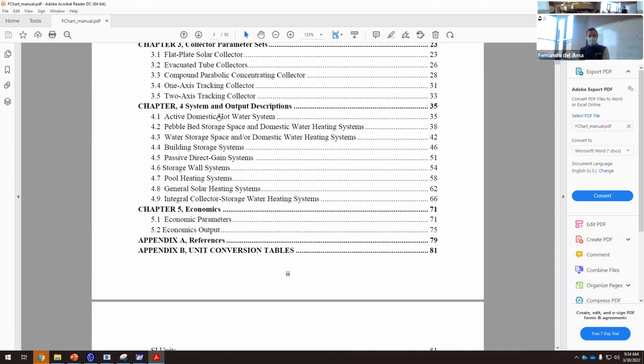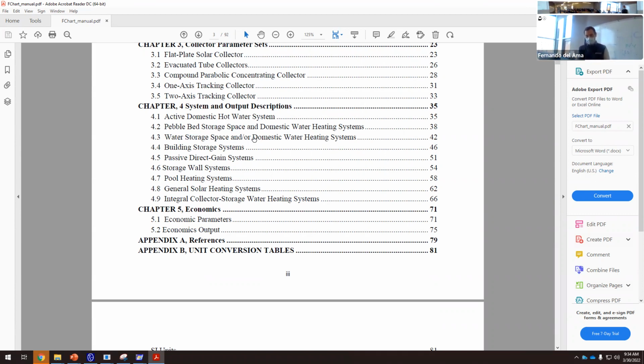So this is the domestic hot water. This is the first one. And then the second option, here we have the pebble bed storage space. We're not going to use this one. We're going to use the water storage space and domestic hot water system. Okay, so here we have heating and the domestic hot water.